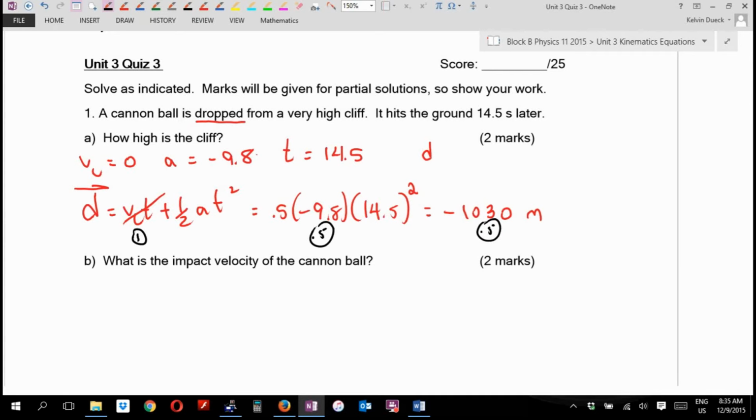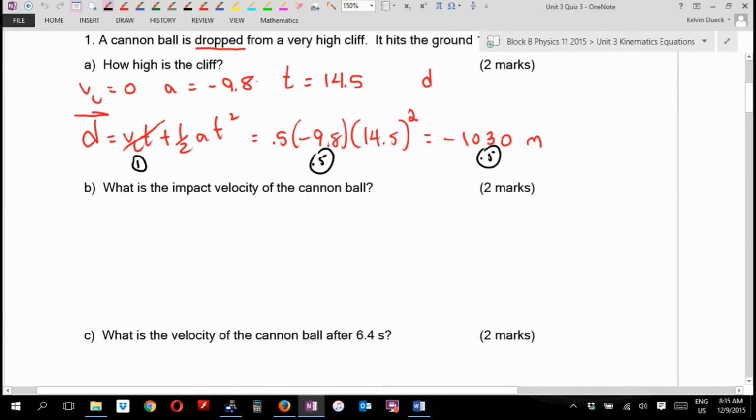Some of you may, because the D was already by itself, have felt comfortable going straight to your calculator without writing out the numbers. Although on a test or a quiz, I always write out the numbers just to hedge my bets. In my homework, yeah, I try and go straight to my calculator. What's the impact velocity? That's V final, which is not 0.